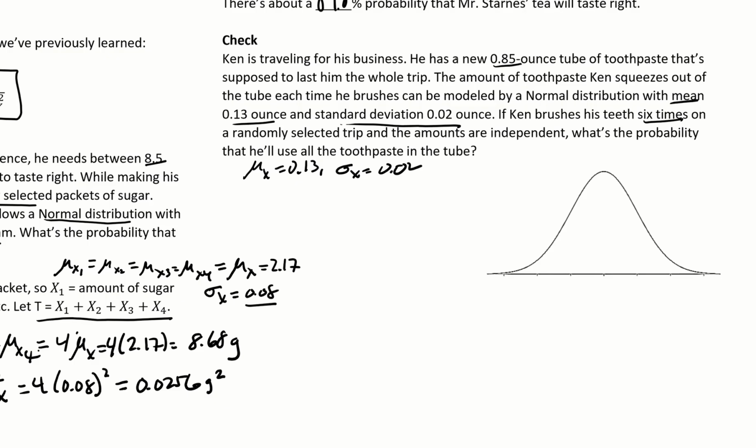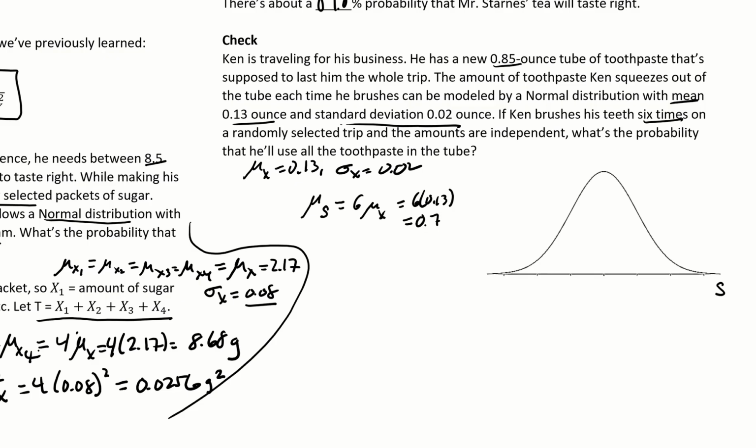So let me get rid of this here. All right, so now we're going to do mu s, right? So now this is going to be s, the total. Now 0.13, he's doing it 6 times, so it's going to be 0.13 plus 0.13, or 6 times mu x, okay? So 6 times 0.13, which is 0.78, all right, ounces. And then the standard deviation is going to be 6 times the standard deviation original.